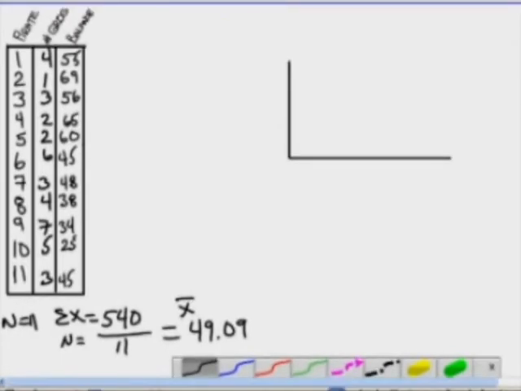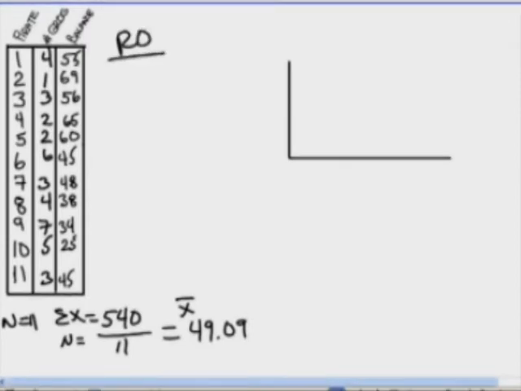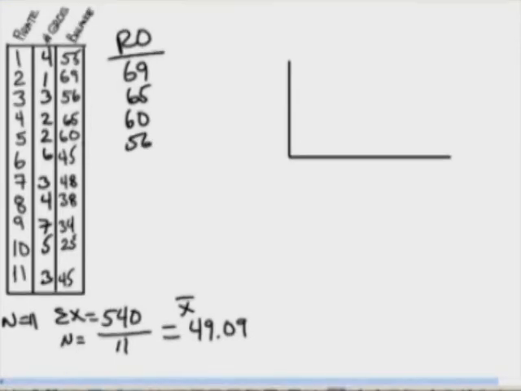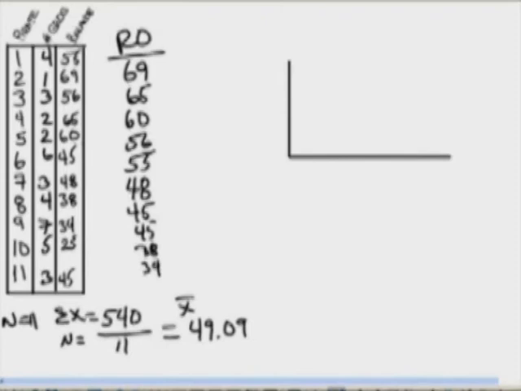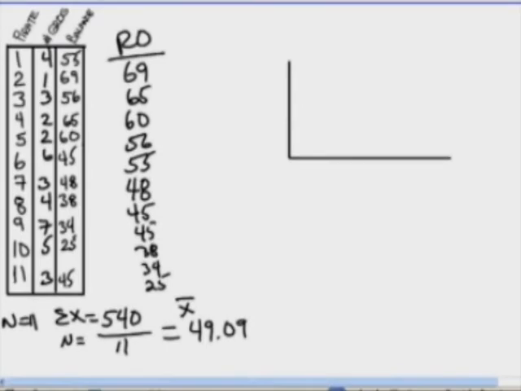So if I rank order, I'm going to end up with the highest score, 69. What's the second highest score? 65. Then 60. 56. What's next? 55. 55. 48. 48. 45. 45. 45. 38. 34. And 25. You're fast. That takes me forever. All right. So now we know that 49.9 is where our mean is, right?